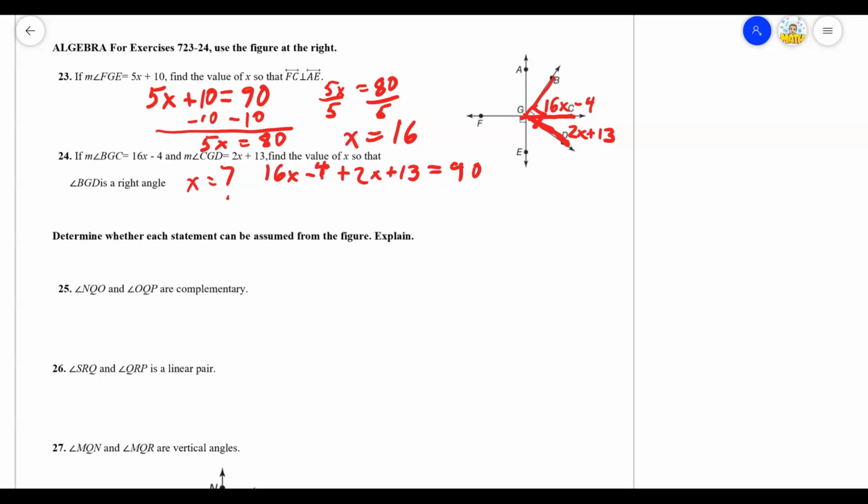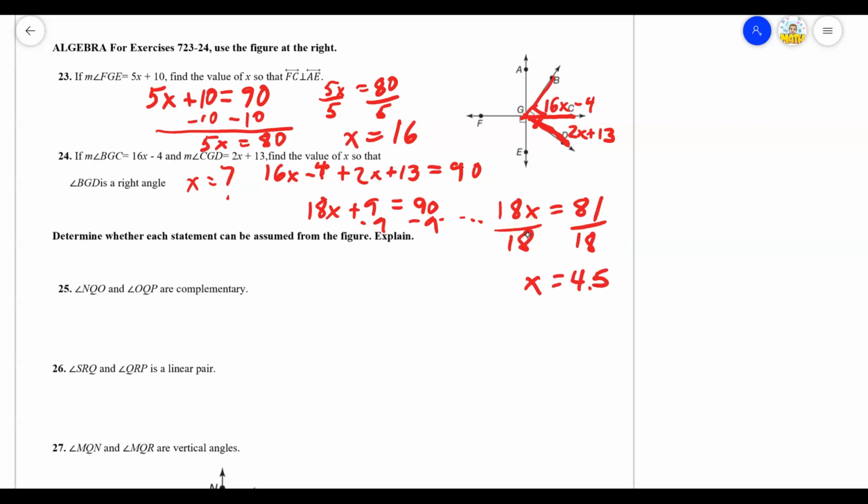Okay, so we have 18x when we combine like terms plus 9 equals 90. Okay, so now I'm going to subtract 9 from both sides. So I have 18x equals 81. So if I divide both sides by 18 to solve here, I do get a decimal. X should be 4.5 if we solve that correctly.